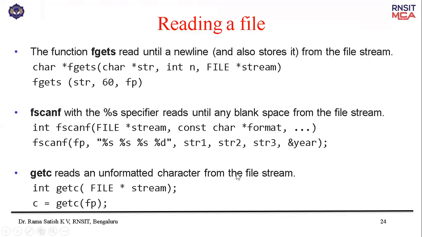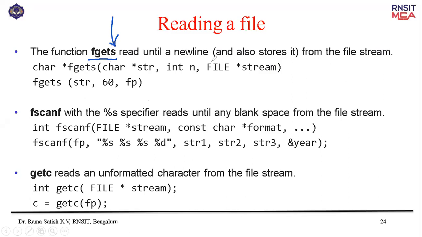So now, we understood how to open a file. You have to give the file name, you have to give the mode. That's it. It will open the file. After opening the file, suppose I want to read the contents of the file. There are three ways in which you can do it. The first method is using fgets. It reads contents as a string. You can see it reads as a string.